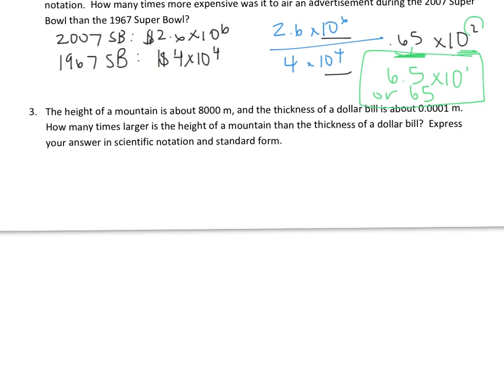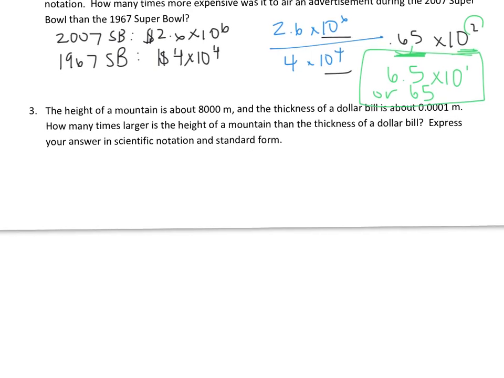All right, last word problem. Number 3, the height of a mountain is about 8,000 meters, and the thickness of a dollar bill is about 0.0001 meters. How many times larger is the height of a mountain than the thickness of a dollar bill? Express your answer in scientific notation and standard form. So really, it's just knowing what to set up here and what divides by what.